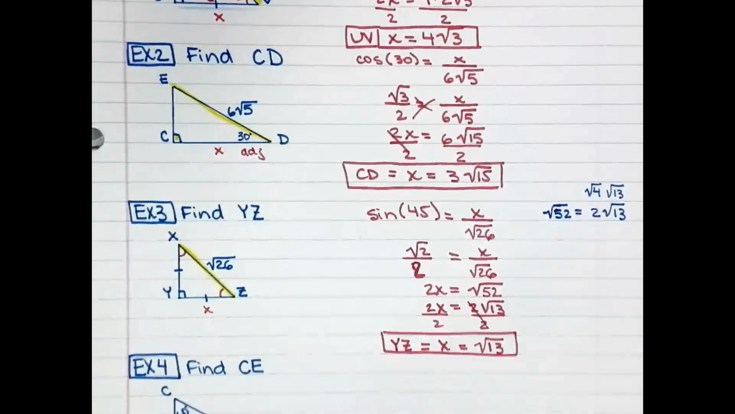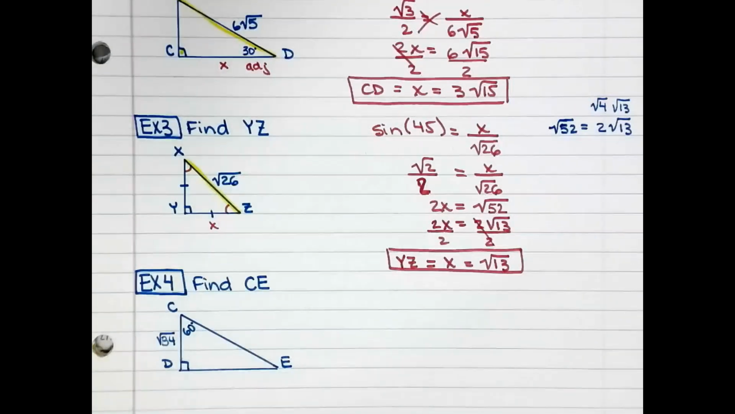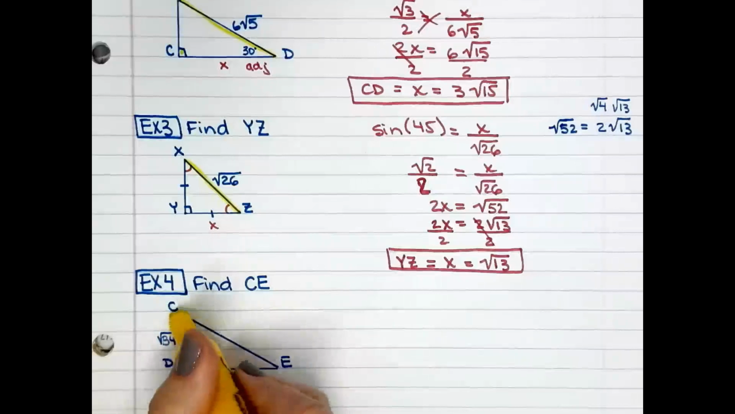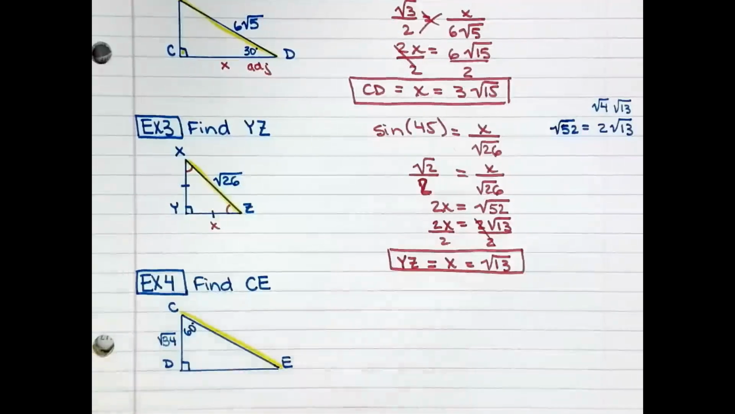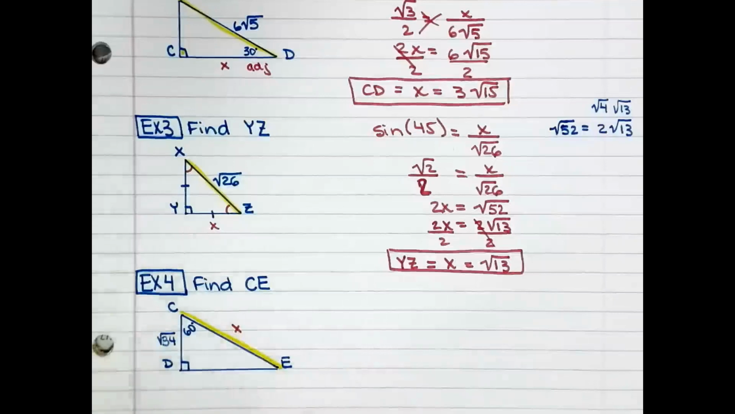Last one. Now the 30, 60, 90. In this case, they gave us the short leg, which is square root of 34, guys. It's kind of icky, but that's what it is. Okay, so we need to find CE. We're trying to find the hypotenuse. Okay, so right there, opposite to 30.